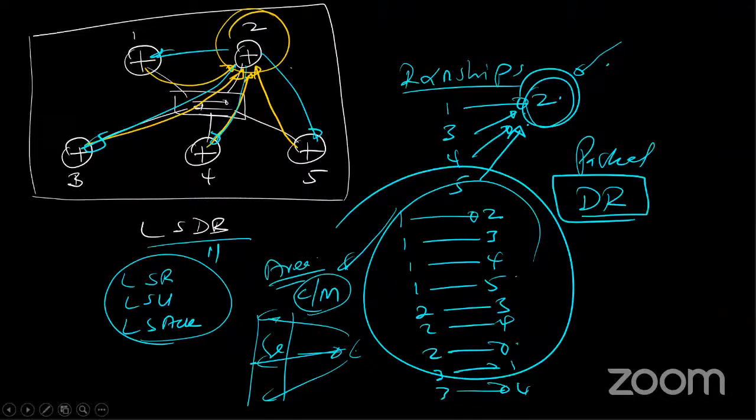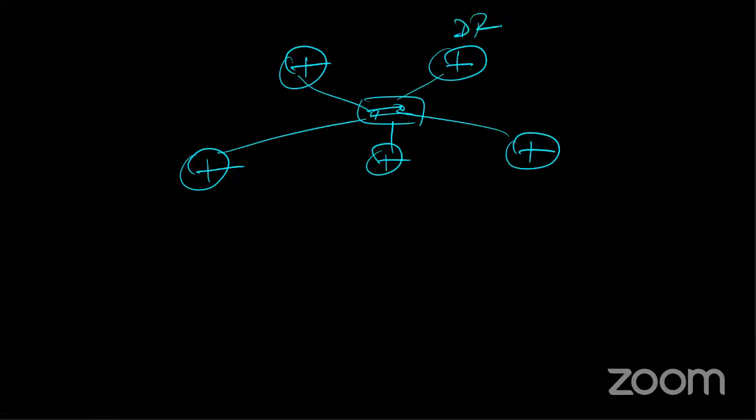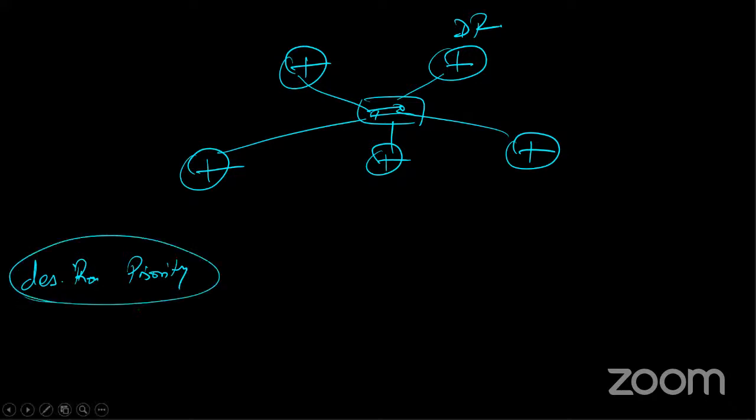Are we together? So we want to elect a designated router in our OSPF network to help us reduce how many packets are exchanged. Is that clear? How do we elect the designated router? We use a special number called the designated router priority. Every router has a special number called DR priority. If your DR priority is the biggest, you will be the DR.